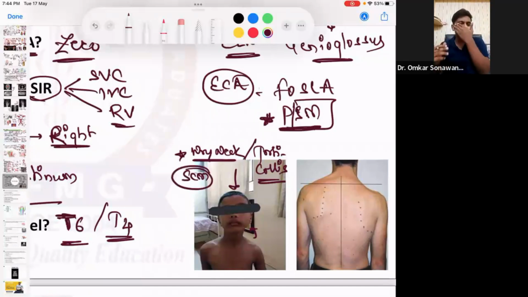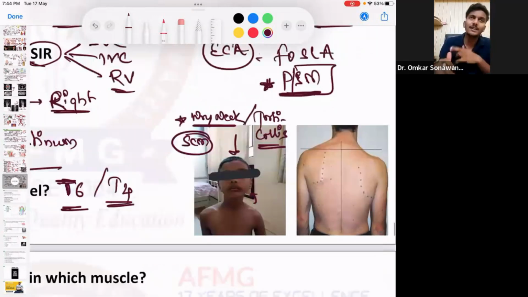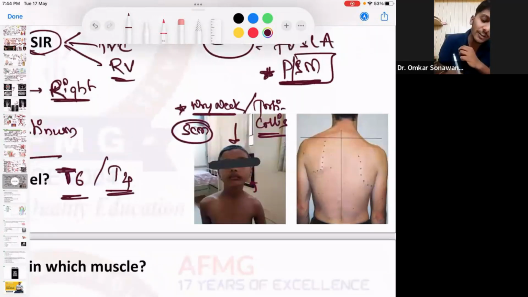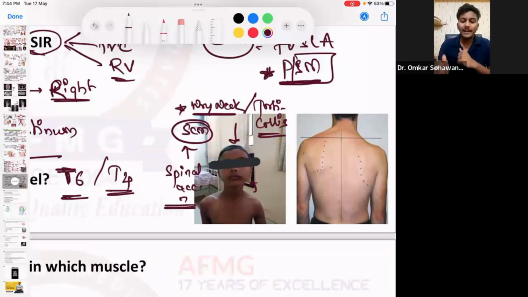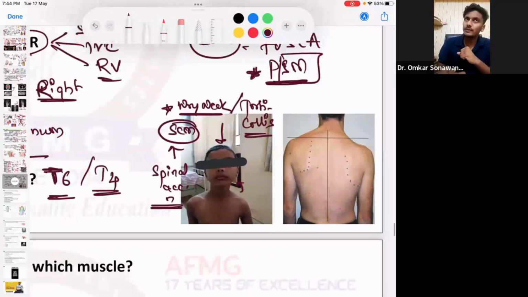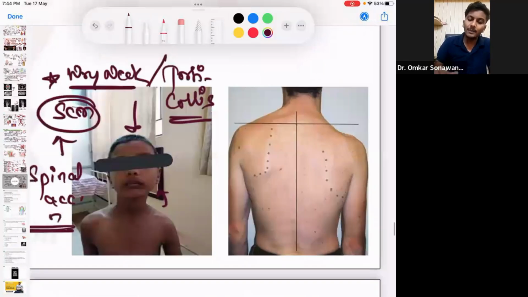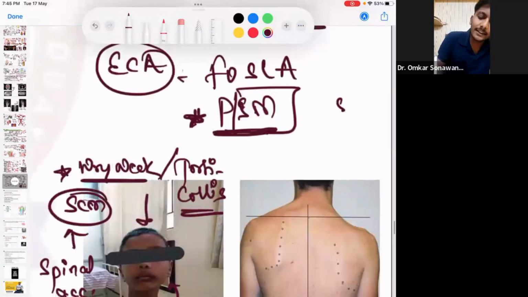Wry neck or torticollis is due to palsy or spasm of the sternocleidomastoid muscle. Which muscle? Sternocleidomastoid muscle. So which nerve injury should be there? Spinal accessory nerve injury. No issues with this. And in the next one also, it is the spinal accessory nerve injury which causes this condition.